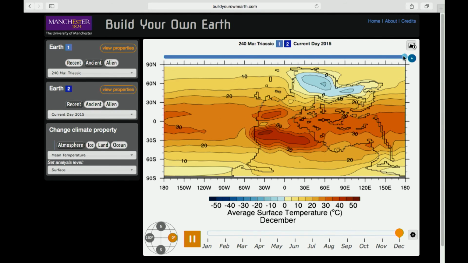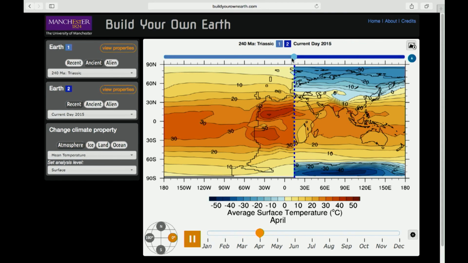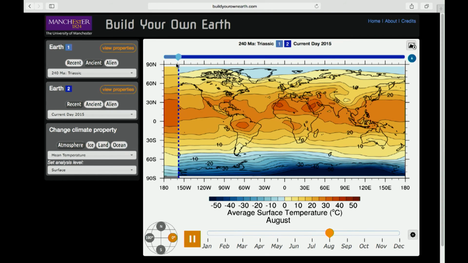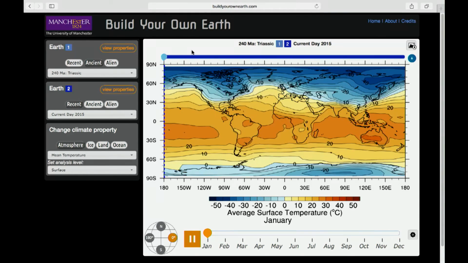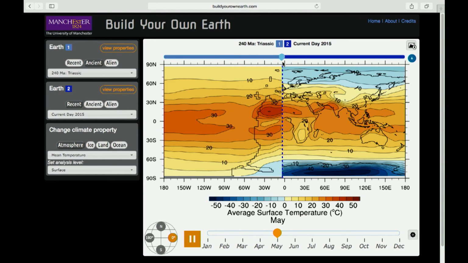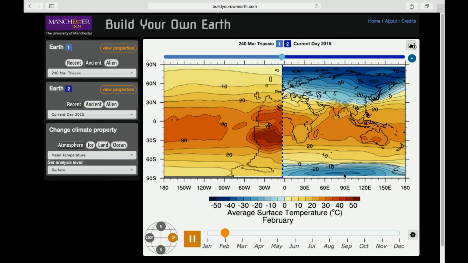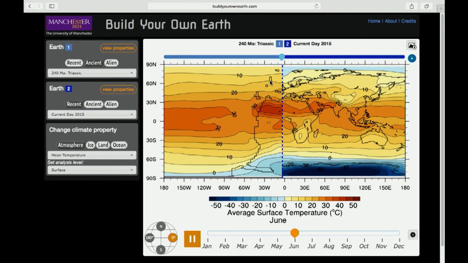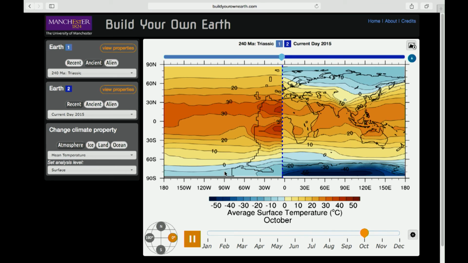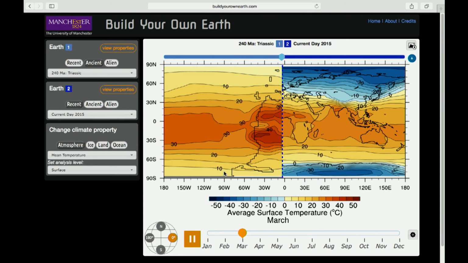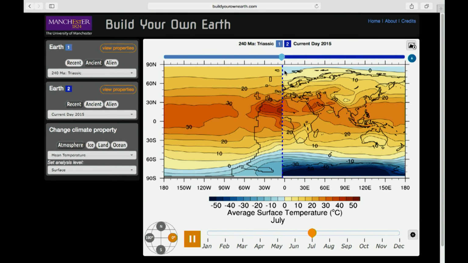If we compare this to today, we can see that there is quite a bit of a difference in average temperatures, with the poles staying fairly cold during today's simulation, whereas only the South Pole having a large seasonal variation during the Triassic simulation.